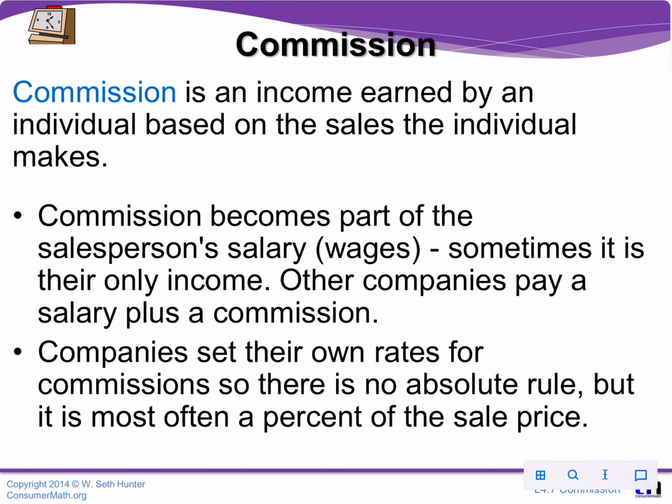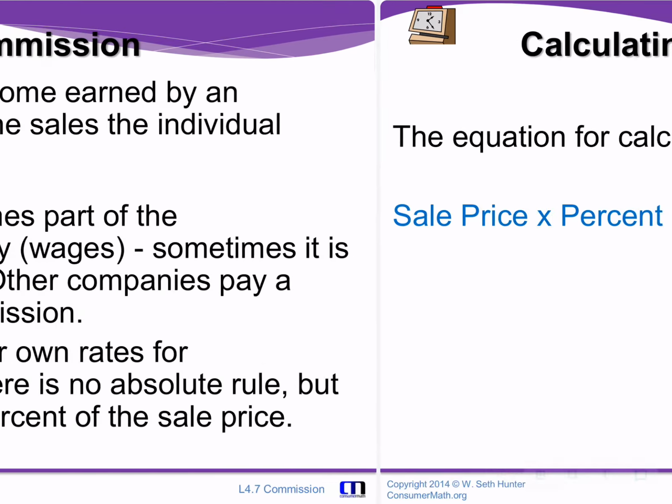Commission is an income earned by an individual based on sales the individual makes. Commission becomes a part of the salesperson's salary or wages. Sometimes it's their only income. Other companies pay a salary plus a commission. Companies set their own rate for commissions, so there is no absolute rule, but it is most often a percent of the sale price. A good example of a job would be a car dealership.